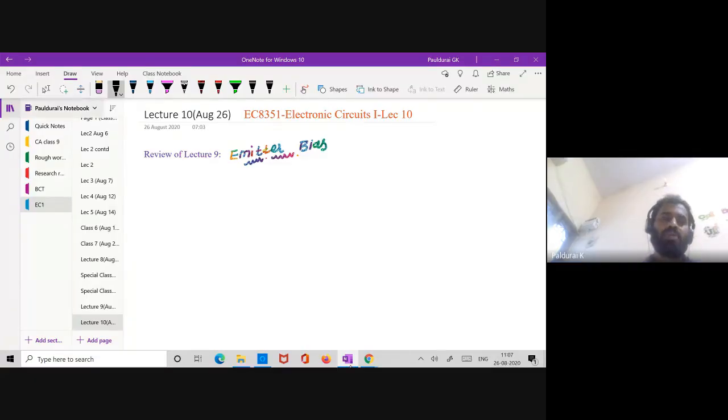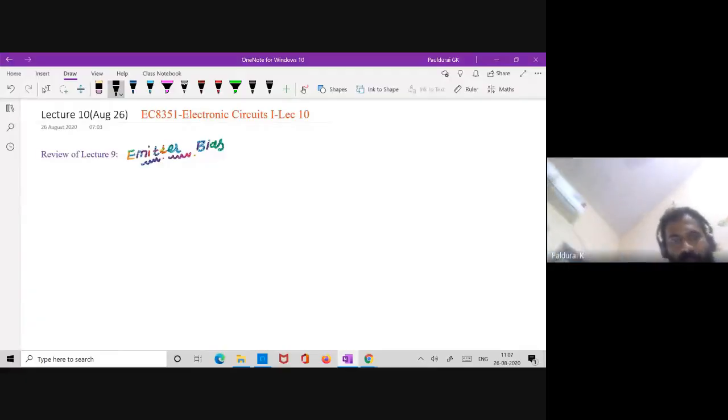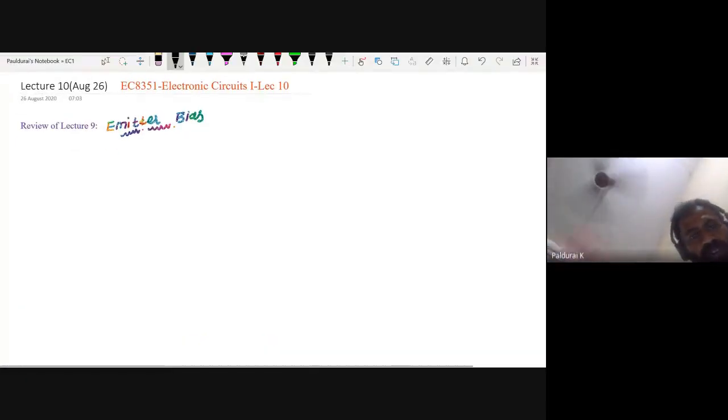To summarize the last class, we started with the emitter bias. How do you sketch the circuit diagram for emitter bias? Why is it called emitter bias? You want to start with fixed bias. You know how to sketch the circuit diagram for fixed bias, right?